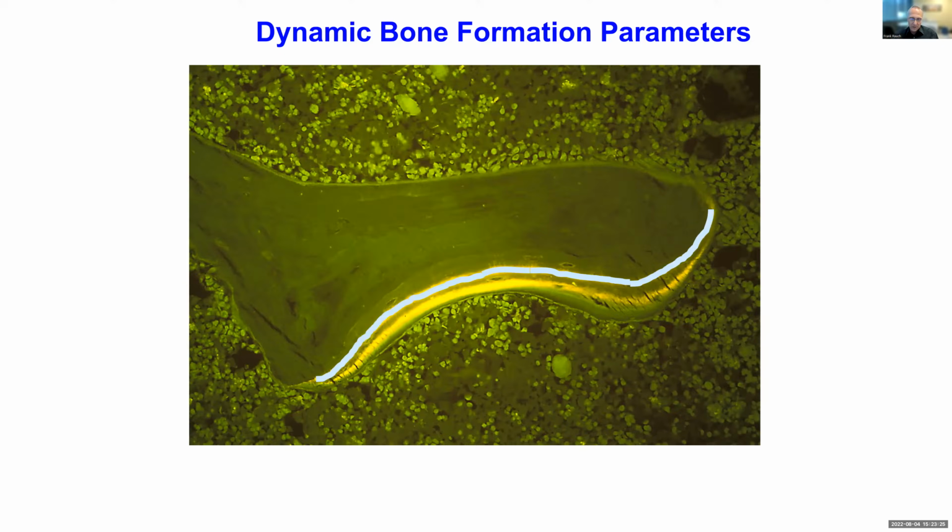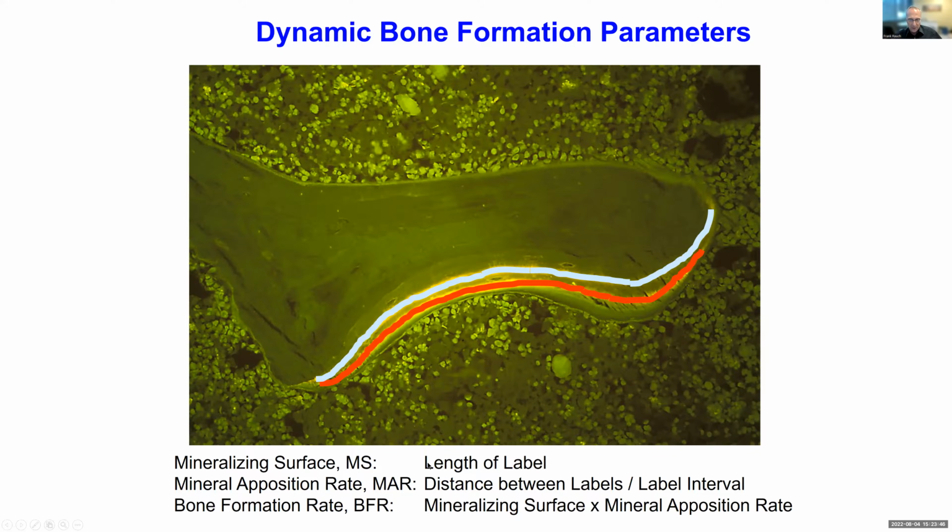So here, this is how we do these measurements. For the tetracycline labeling, you quantify the length of the first line, which is the first 2 days of tetracycline, and then the second line, and then the computer that you use for measuring these things determines the length of the label, the distance between the labels, and how much bone is between. And that corresponds to mineralizing surface, mineral apposition rate, and bone formation rate. So those are terms that you often hear in this area.